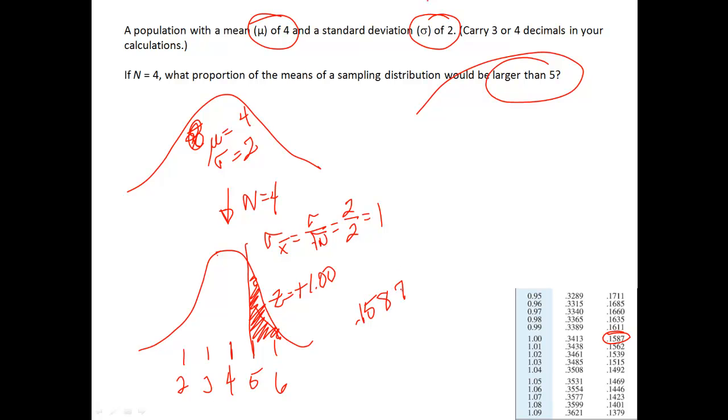0.1587, that from a population with these characteristics of mu and sigma, that I could pull a sample of size 4 that had a mean of 5 or greater, and that probability would only be 0.16-ish.